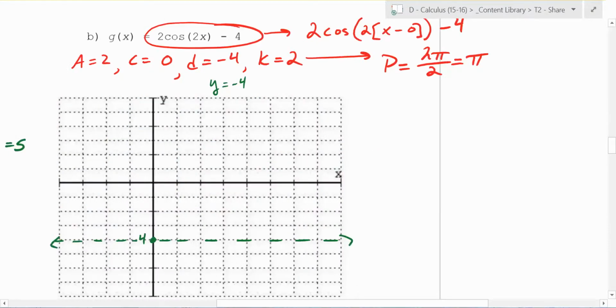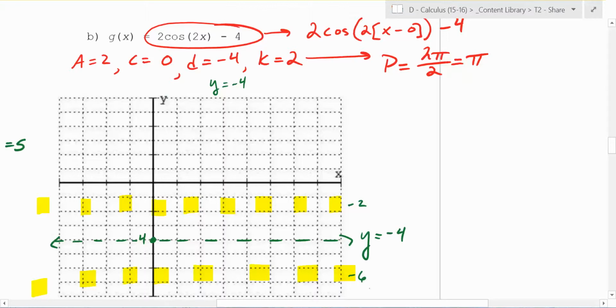Y equals -4. What's our amplitude? 2. So it goes up. What's the highest value we can go up to? You can go all the way up to here. It can't go past it, and it's going to go down to what? -6. So we go up to -2 and down to -6. Nice. Okay. Let's figure out where it starts.